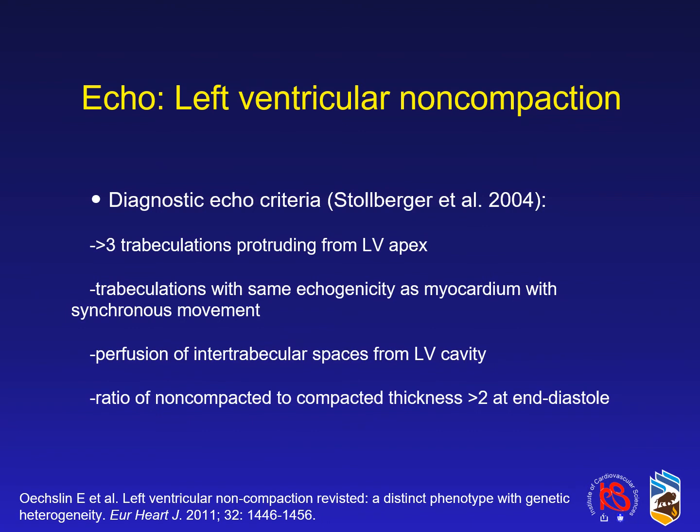In addition to the Jenni et al. criteria, this is another criteria by Stollberger and colleagues from 2004. With respect to diagnosis of LV non-compaction by echocardiography, they want to see greater than 3 trabeculations protruding from the LV apex, trabeculations with the same echogenicity as the myocardium with synchronous movement, perfusion of intratrabecular spaces from the LV cavity, and their ratio of non-compacted to compacted myocardial thickness was greater than 2 at end diastole.